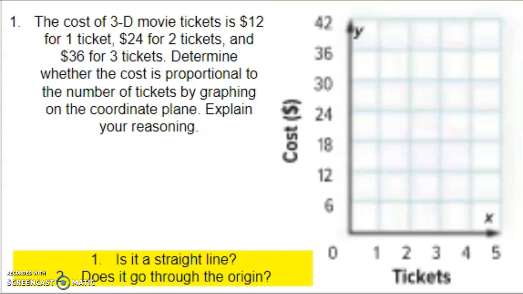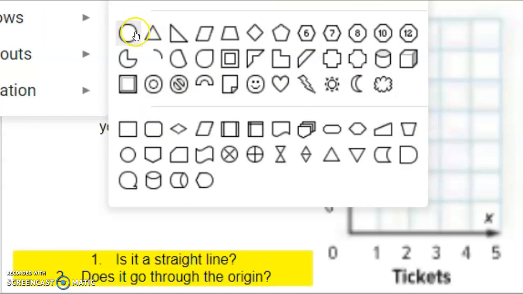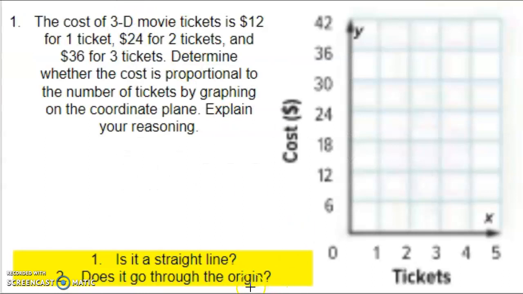Determine whether the cost is proportional to the number of tickets by graphing on the coordinate plane. So I'm going to get my little circle tool out, and we're going to graph these. Down here across the bottom, the x-axis is labeled units, and the y-axis is labeled cost. So the first one is $12 for one ticket. So here's my 1, go up to my 12, and I'm going to put a little circle.